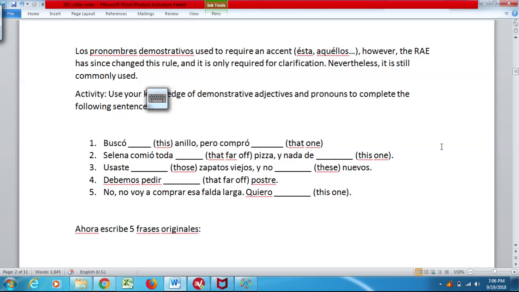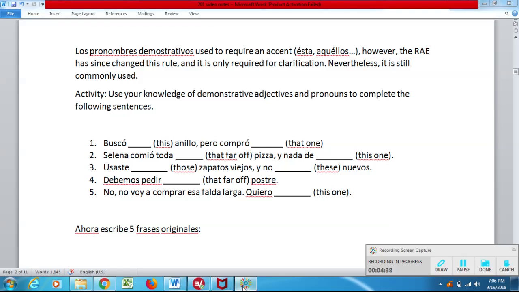So, you have an activity to help you demonstrate your knowledge of the demonstrative adjectives and pronouns. You're given a sentence here. Fill in the blank with the appropriate adjective or pronoun. You're given the English term for what you need to find, but it's up to you to determine what's correct, paying attention to number, gender, demonstrative, or pronoun. And when you're done, por favor, escribe 5 frases originales using demonstrative adjectives and or demonstrative pronouns. That's it.